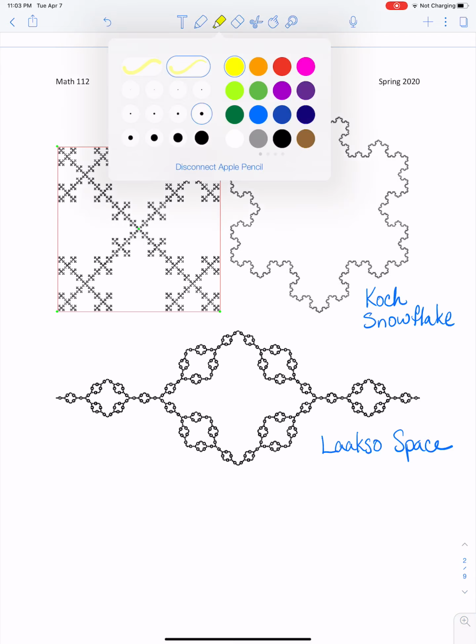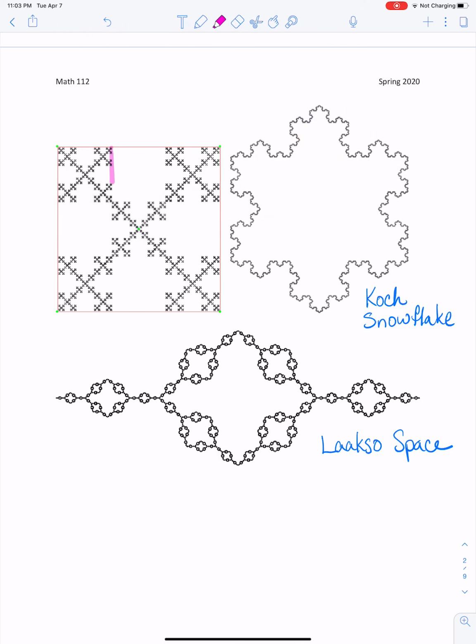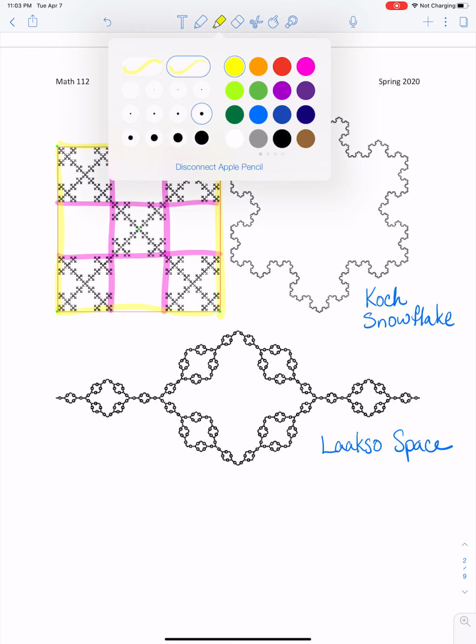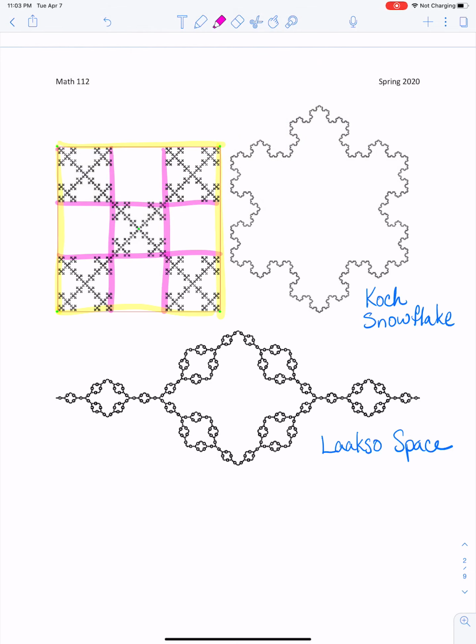So let me split this up in a similar way as the Sierpinski carpet, and I'll just comment that we're only considering these 5 squares as being self-similar.